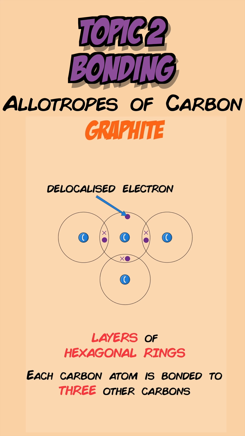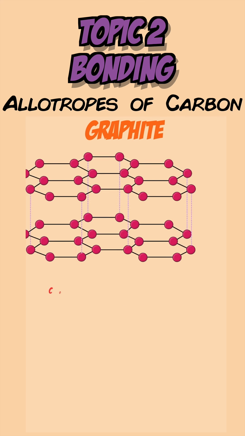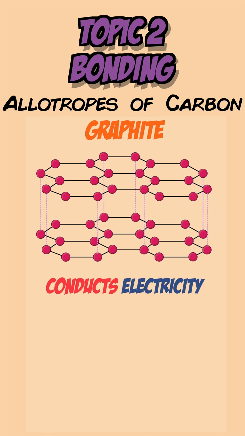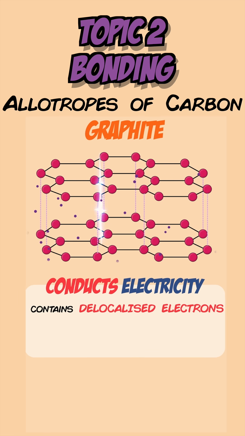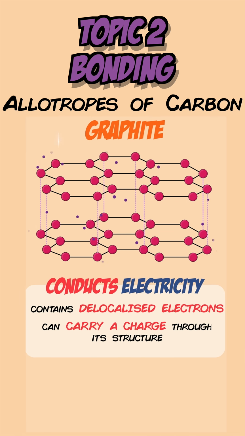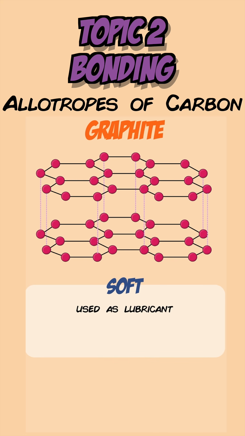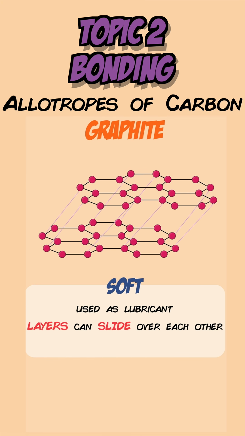This electron is delocalized and free to move. This means that graphite is a good conductor of electricity, as its delocalized electron can carry a charge through its structure. It's also soft and used as a lubricant due to the weak forces between the layers. These weak forces allow the layers to slide over each other.